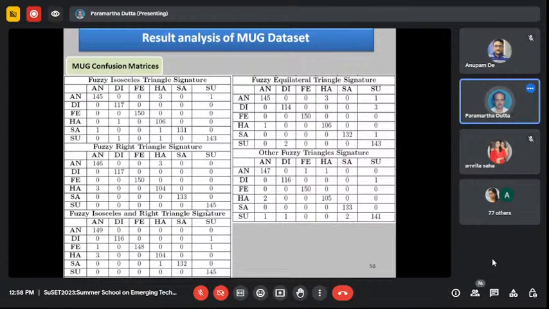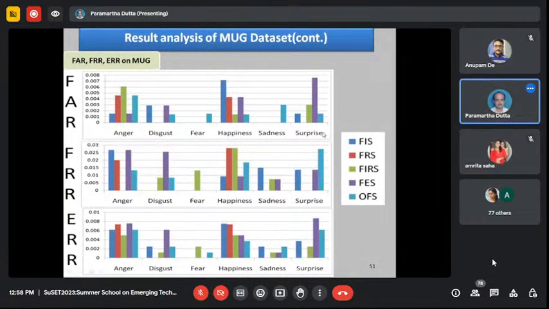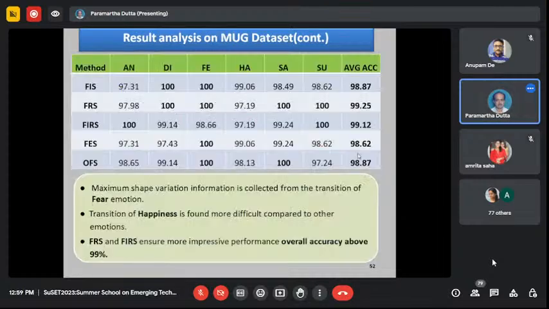Coming to the MAG dataset, these are the 5 confusion matrices corresponding to 5 types of fuzzy triangulations. These are the performance measures, FAR, FRR, ERR, for all these 5 triangulation techniques or 5 different signatures.